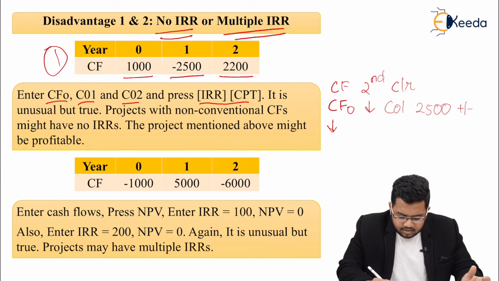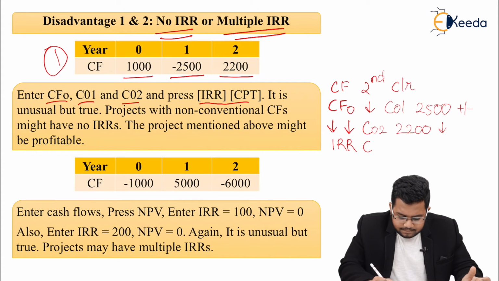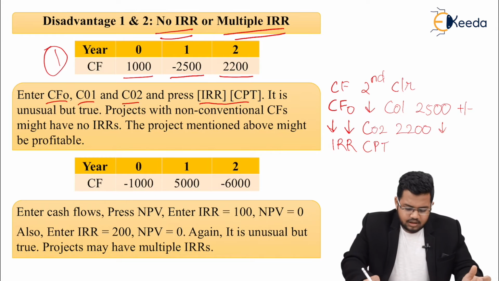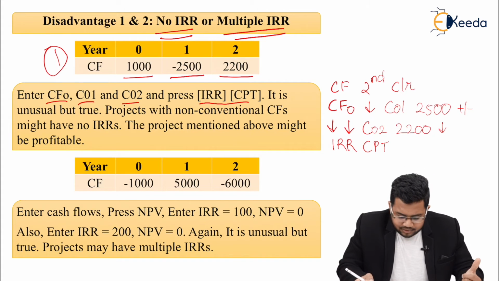So let it be 1. Go down again. And then C02 you need to enter, which is 2200 positive. And then go down. Frequency will be 1. If you do this and then press IRR compute, now you won't really get any IRR.